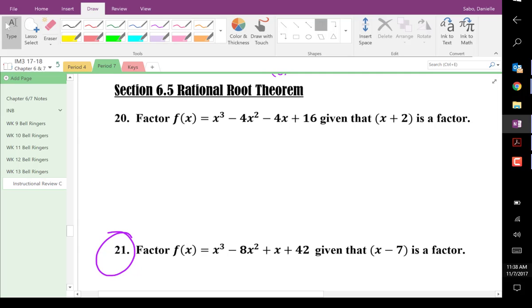If it is a factor, I know I can do synthetic division. It's going to help me out dramatically. If you hate this, just do factor by grouping. So there are two options. You can either do synthetic division, or you can just start doing your factor by grouping. It just depends on what you like to do. If you hate doing this, you could just do factor by grouping and still get the same answer. Or if you remember, you could put it in your calculator and find it.